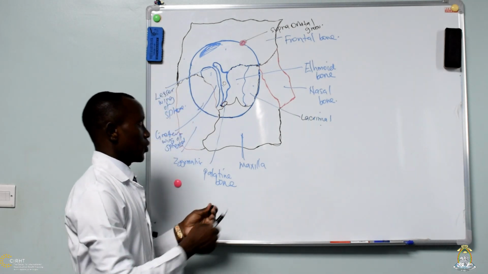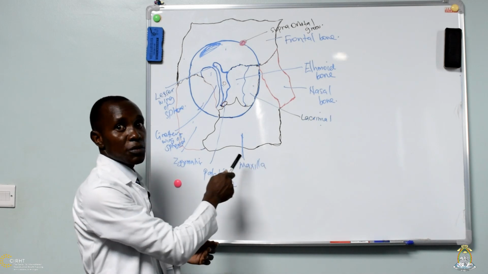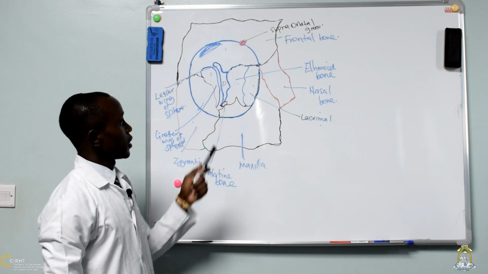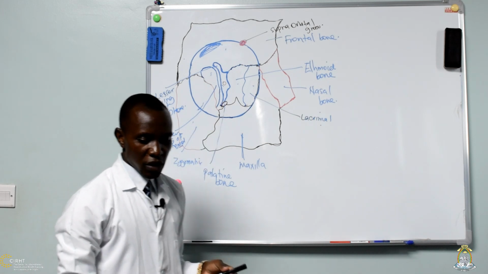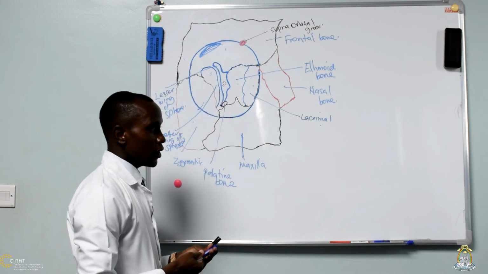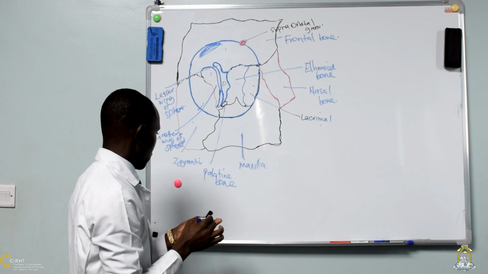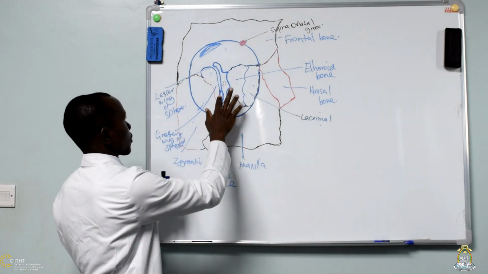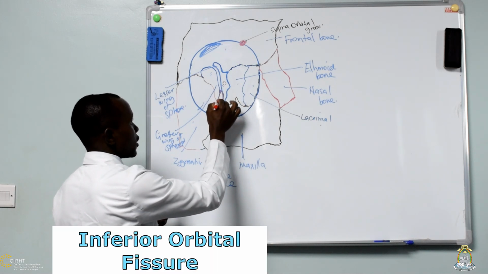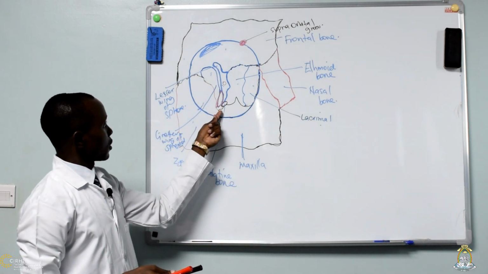When we look at the floor of the bony orbit, as I told you earlier on, the floor is majorly contributed by the maxilla, the orbital plate of the maxillary bone, and with some other contributions from the zygomatic and then the palatine bone. There is a very, very important structure within the floor of the bony orbit. That is the inferior orbital fissure. Okay, inferior orbital fissure. Let me make it red. Now, the inferior orbital fissure is located between the greater wing of the sphenoid and then the maxillary bone.